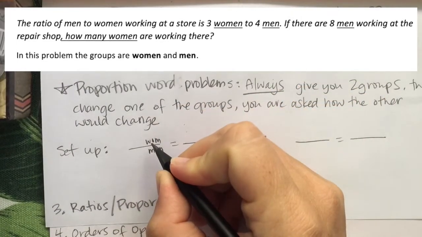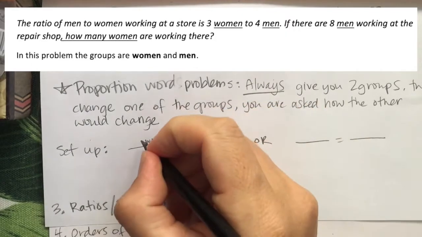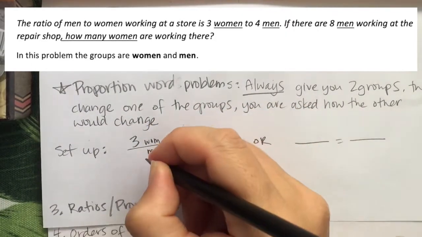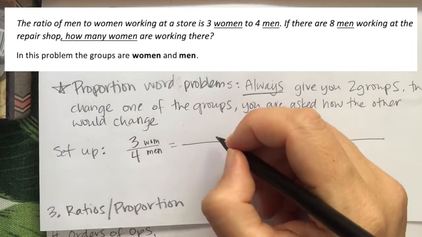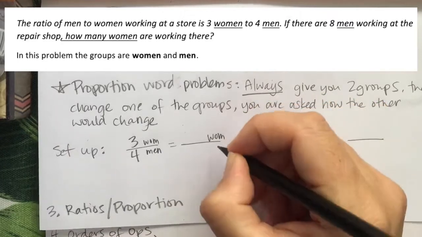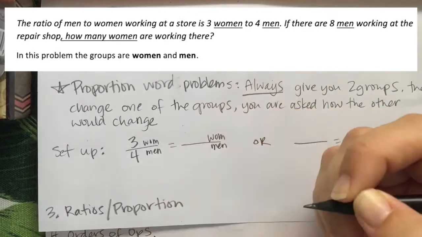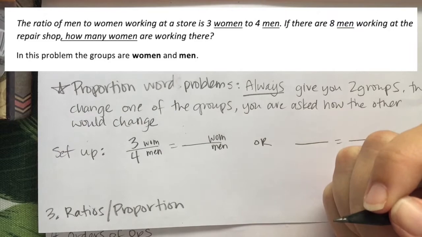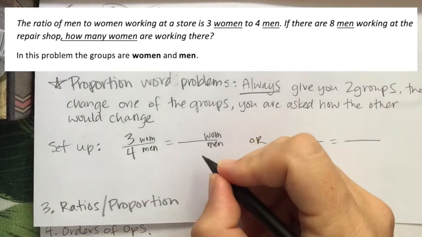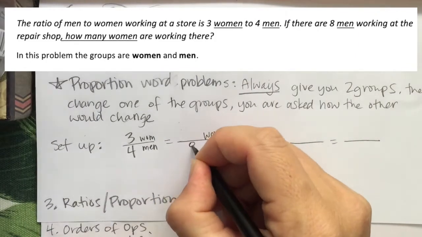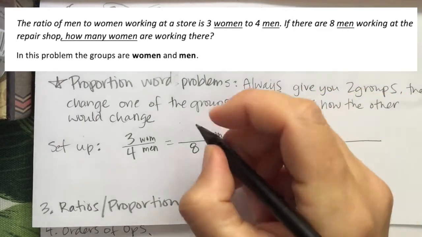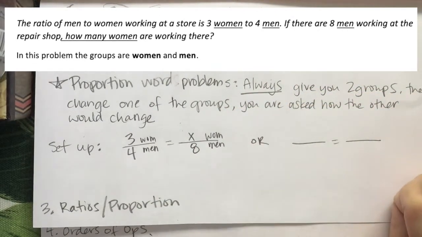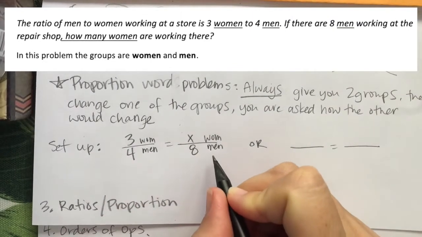So I'm going to do my first group that they gave me. They said 3 women to 4 men. Now, if I have women on top and men on the bottom, I have to do the exact same thing on the other side. So which group did they change? They changed the number of men. In this case, we changed it to 8. And we're trying to figure out how many women are working there. So that's where my X goes. Okay? So that's one way you could set it up.